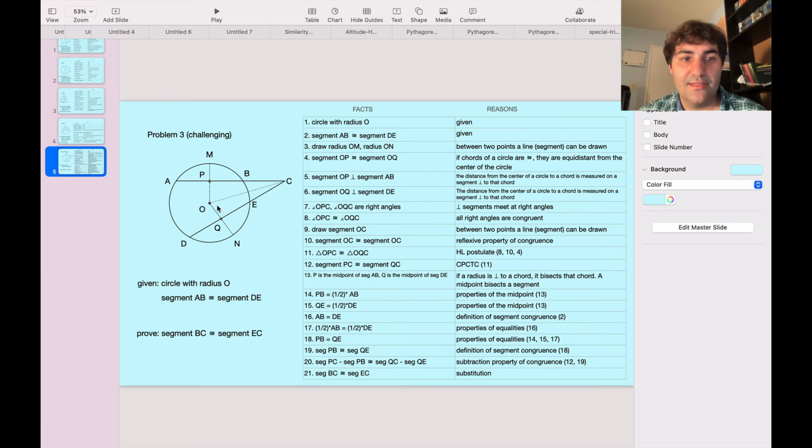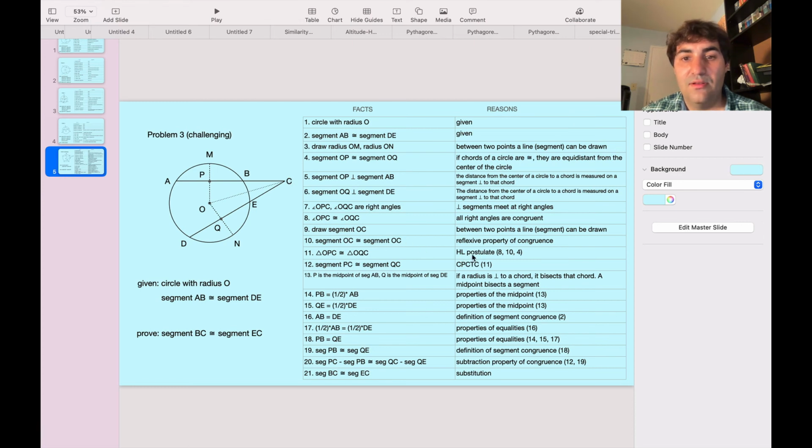I'm going to draw a segment OC connecting O with C, and I can do that because between 2 points a line and hence a segment can be drawn. Remember, a segment is just a subset of a line, right? And I'll use the reflexive property of congruence to get segment OC as congruent to itself. I'm going to use the HL postulate using what I have in 8, all these right angles being congruent, what I have in 10 and what I have in 4, to get triangle OPC is congruent to triangle OQC.